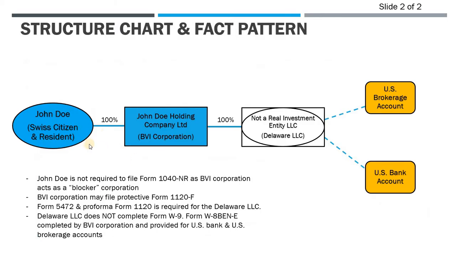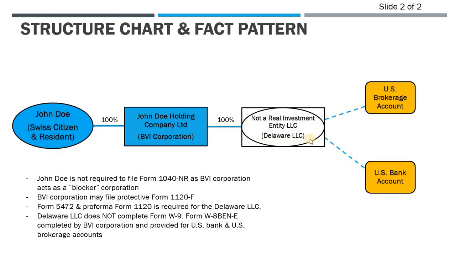All right, so now if we have a look at the structure chart here, to try to get a better understanding of what John did to set up here and what kind of filings might or will be required. So we've got John on the left-hand side here. He is, again, a Swiss citizen and resident, so he's not a U.S. person for tax purposes. And he owns 100% of the shares in this BVI entity, John Doe Holding Company Limited. Then as part of this setup, the BVI entity opened a Delaware LLC where it owns 100% of the LLC units. So that's not a real investment entity LLC.